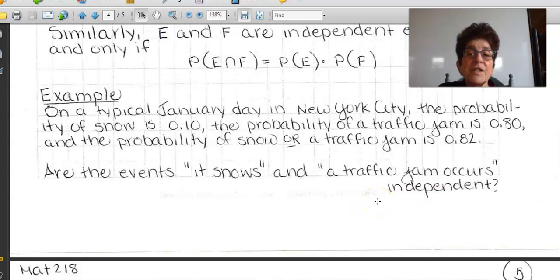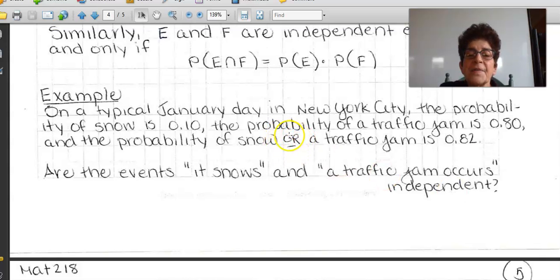On a typical January day in New York, the probability of snow is about 10%, and the probability of a traffic jam is about 80%. The probability of either of them happening is 82%. So we want to know, are the events it snows and a traffic jam occurs independent? So let's see how we can do that.